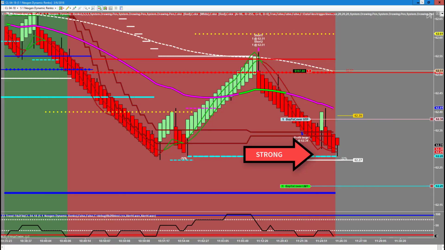Triggers are down, small triggers are below the synthetics. If we would have got bumped out right there, man, there'd be no way to get back in again. So again, it's important to read where your triggers are.